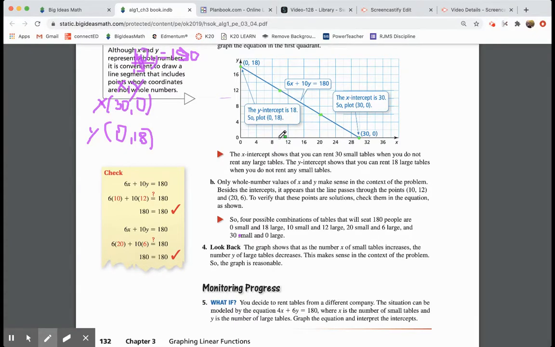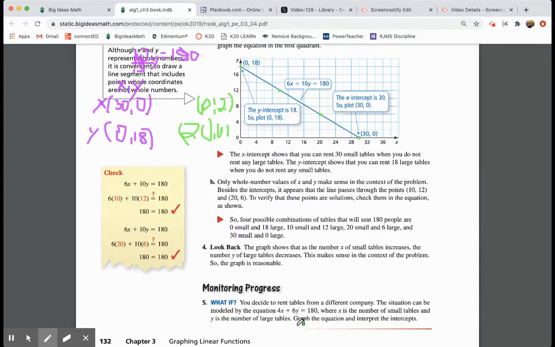So here we have the point 10, 12. And then over here, we have the point 20 and 6. So you would just then talk about those in terms of the problem like we just did. So 0 small tables when there's 18 large. They could rent 10 small tables and 12 large at one time, 20 small and 6 large, or 30 and 0.